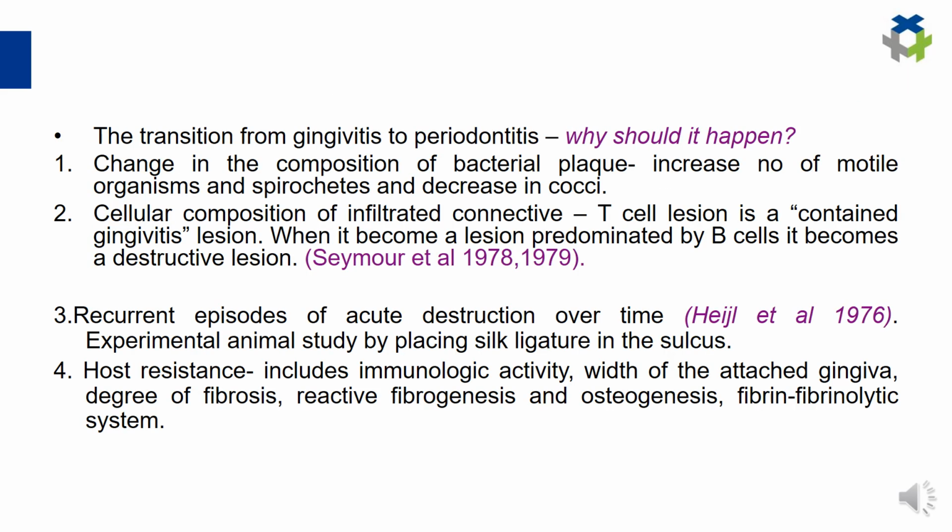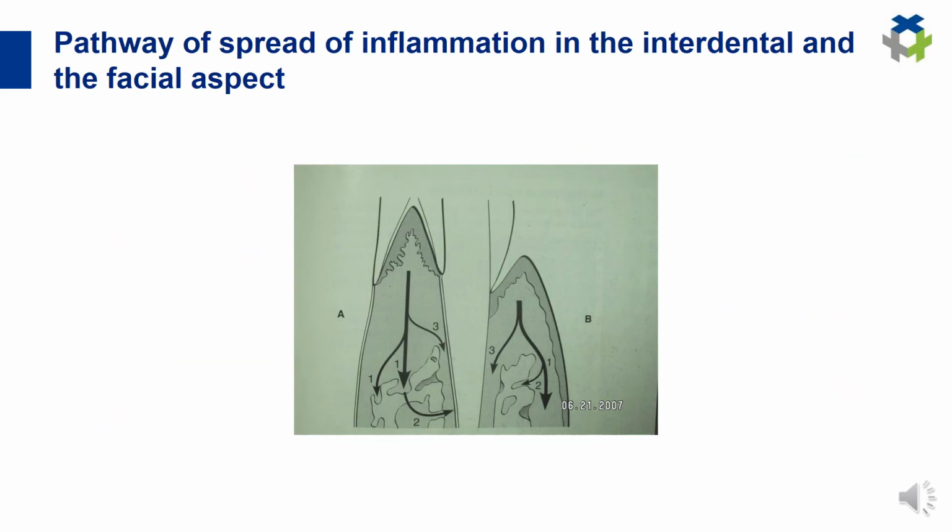The transition from gingivitis to periodontitis: why does it happen? There is a change in the composition of the bacterial plaque that increases the number of motile organisms and spirochetes and decreases the cocci. The cellular composition of the infiltrated connective tissue is T cell dominated in the gingivitis lesion. When it becomes a periodontitis lesion, it is predominated by B cells. Recurrent episodes of acute destruction take place over time, as given by Socransky et al. in 1976, and host resistance, which includes immunological activity, width of attached gingiva, degree of fibrosis, reactive fibrogenesis, osteogenesis, and the fibrin and fibrinolytic system.